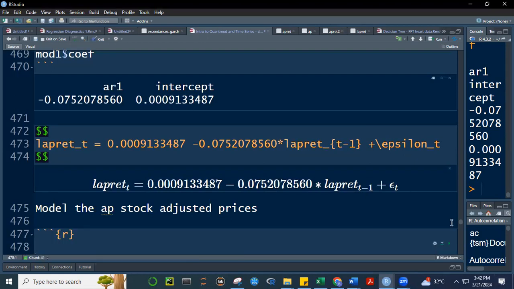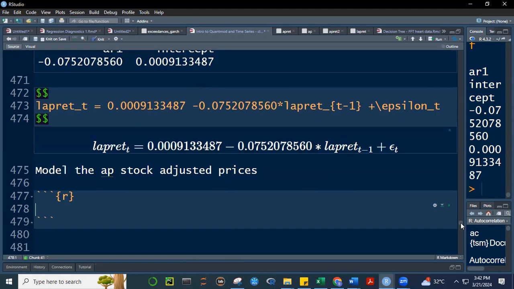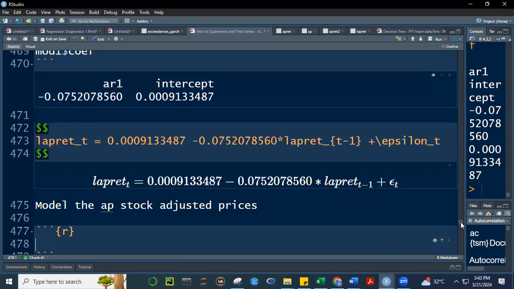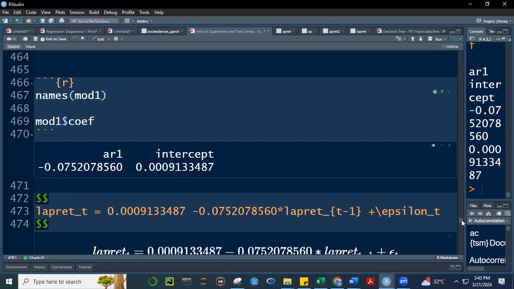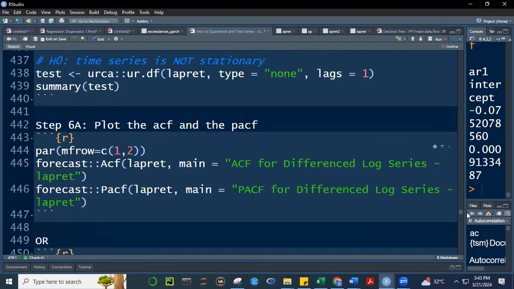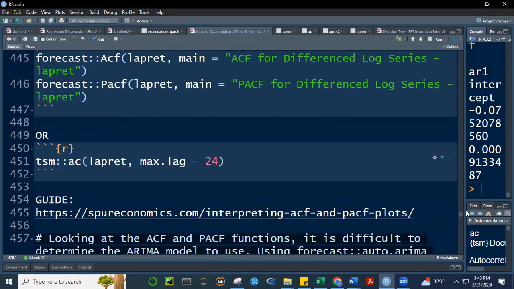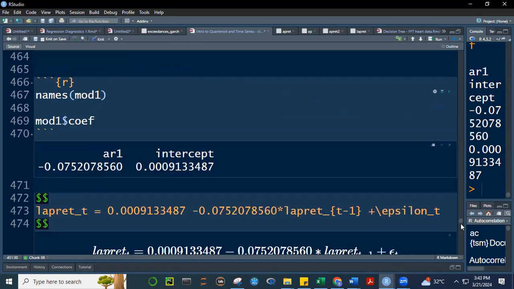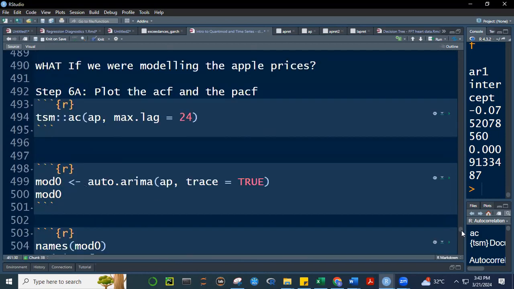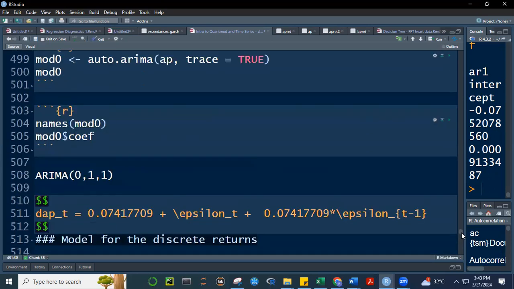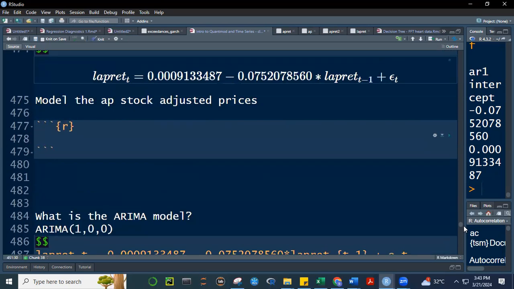Kung ito ay model natin, class, sabi natin, i-check natin kung stationary. And we know that this is not stationary. So if we don't transform it into a stationary data set, let's see what happens to your ACF and PACF.